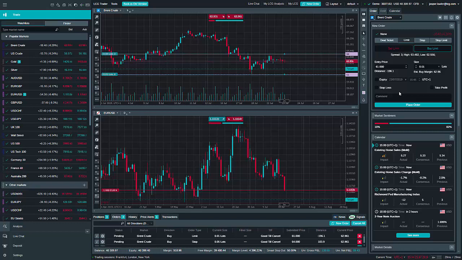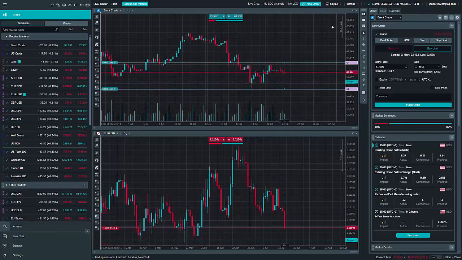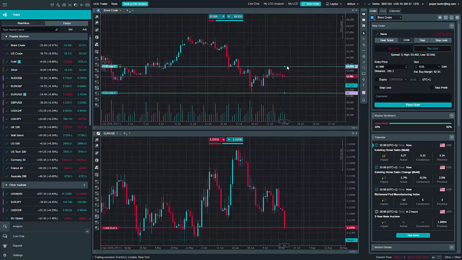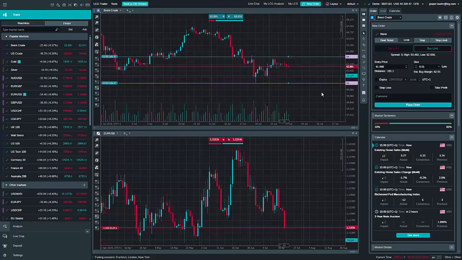We are now going to have a look at how to use the charts in the LCG Trader platform. So let's move the trade watch area out of the screen just for a moment. On the chart at the moment, we have Brent crude oil, and we have some orders placed on the chart that we just did. You'll notice at the moment that the chart is currently linked to the active market panel.